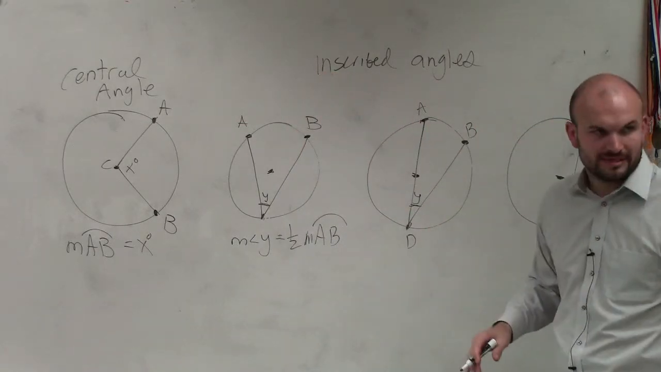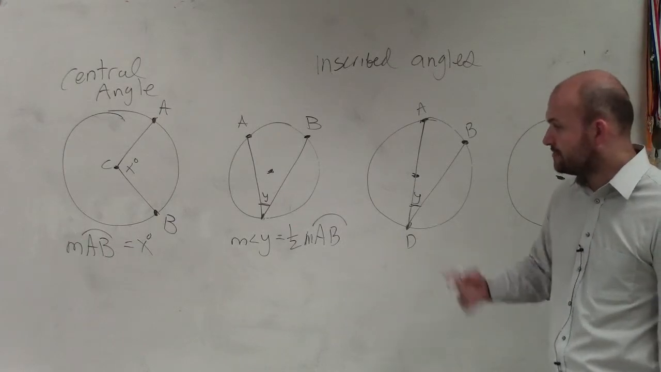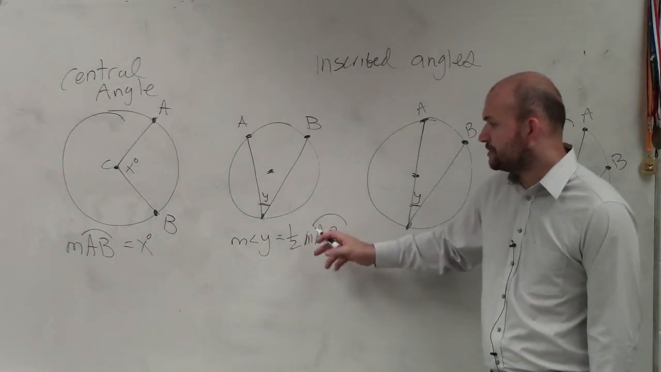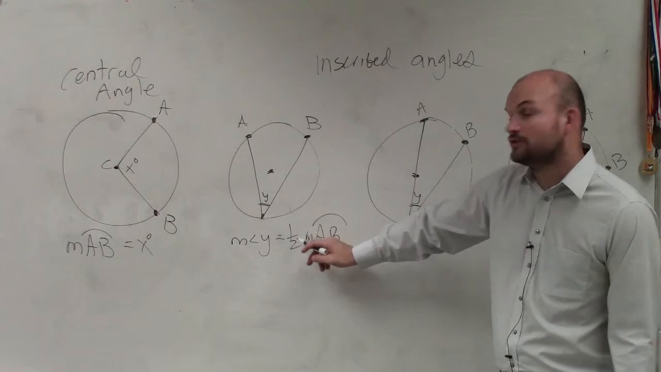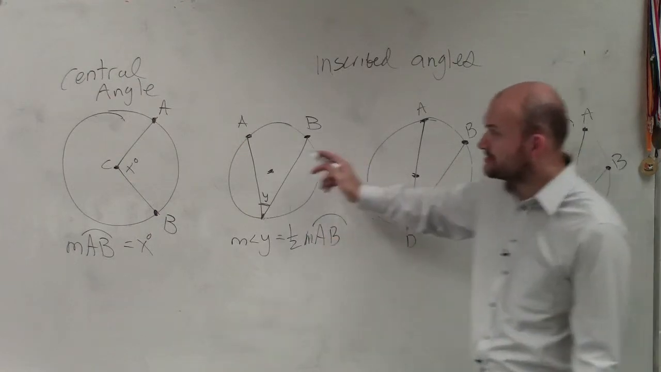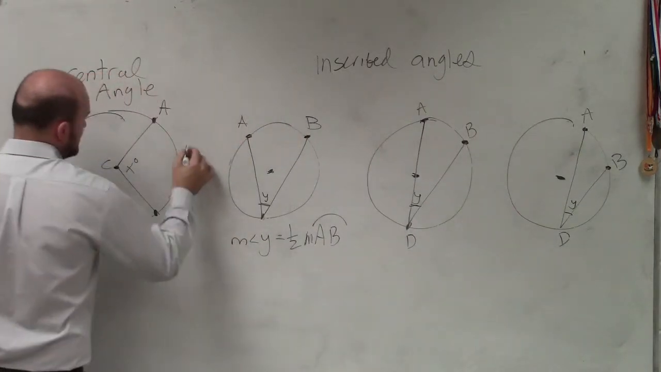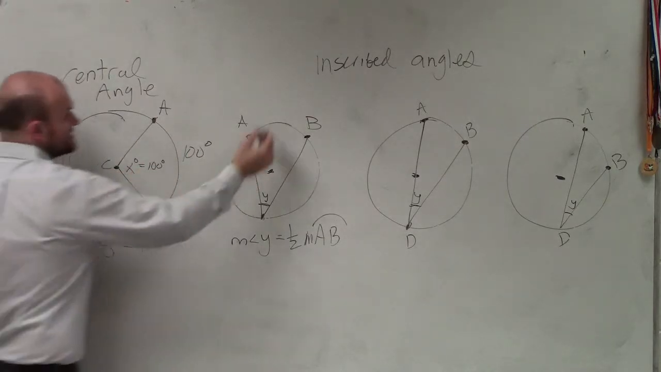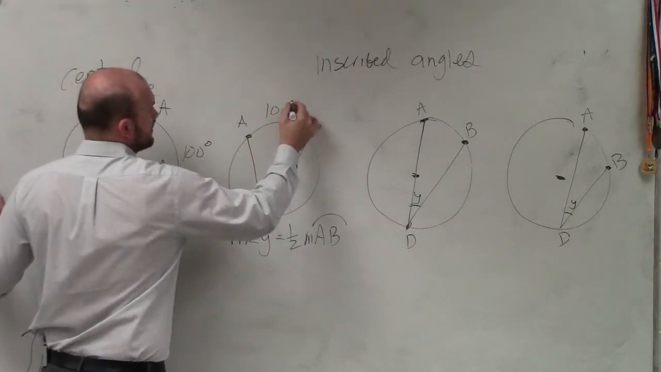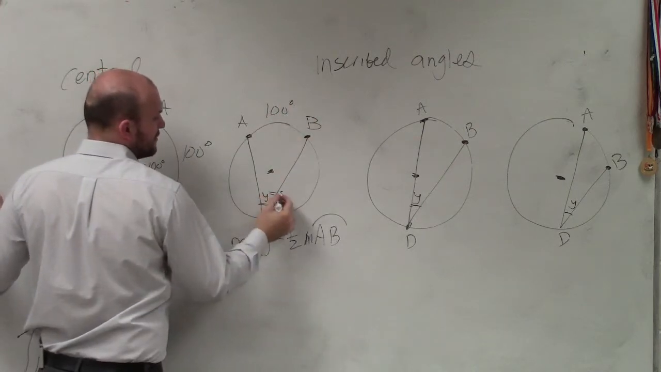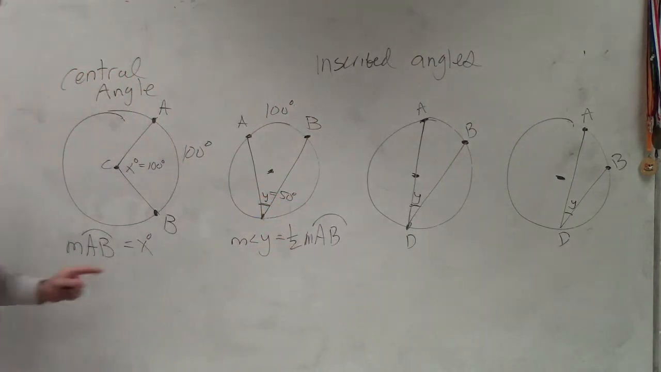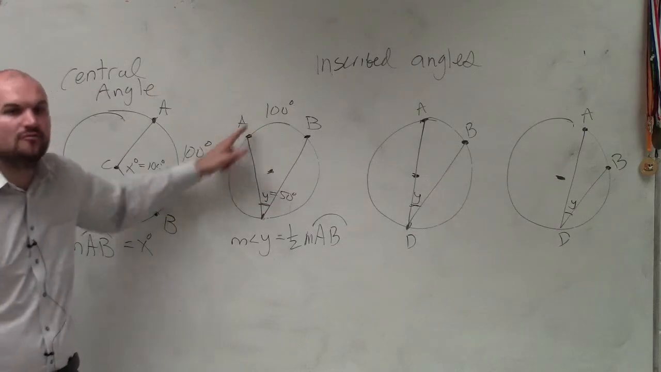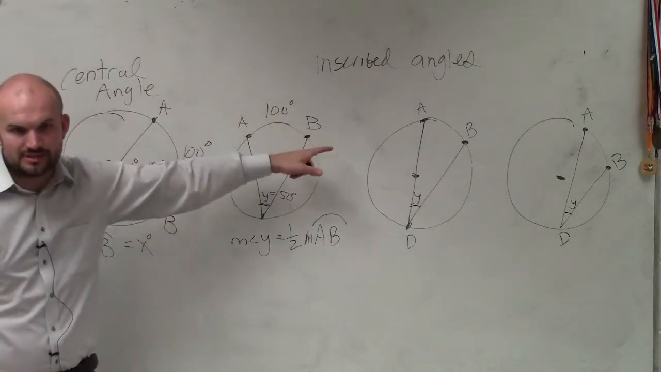And that's true for all inscribed angles, so I'm not going to write that 3 times. Again, it's very important: 1/2 the measure of arc AB. So it's equal to 1/2 of it. It's not equal to the same. If I said this arc is 100 degrees, what is Y? 50 degrees. The angle is 1/2 of what your arc measure is.